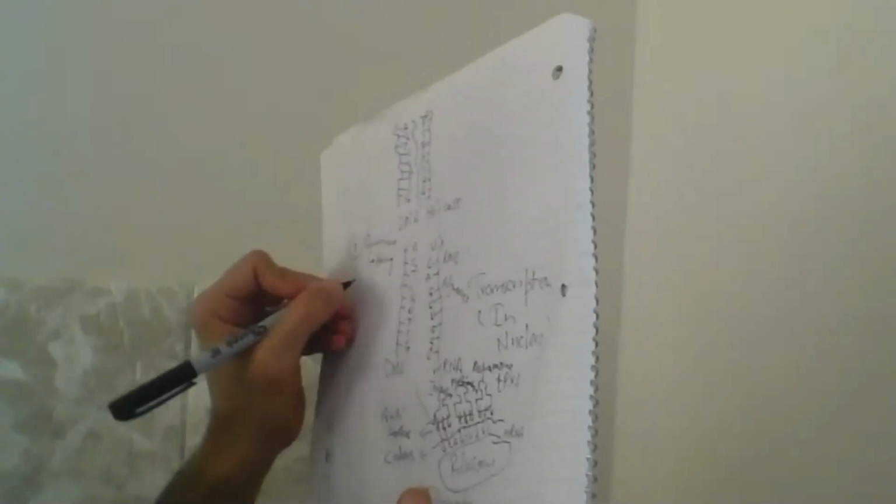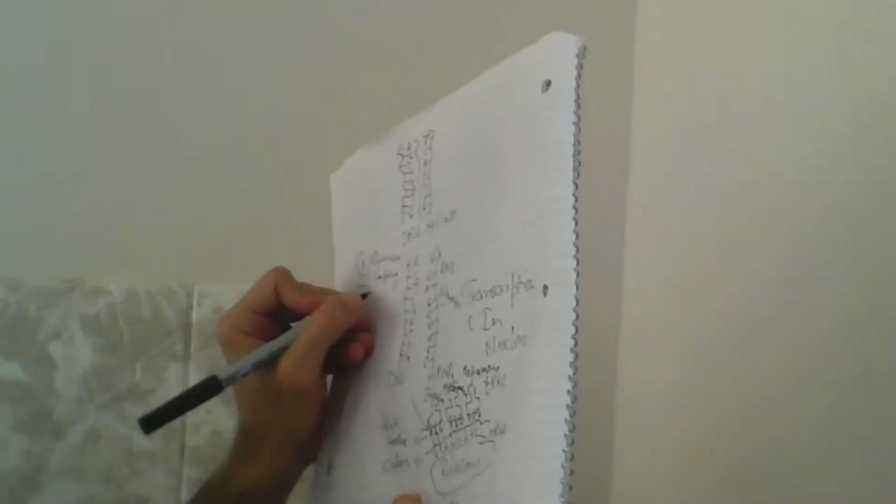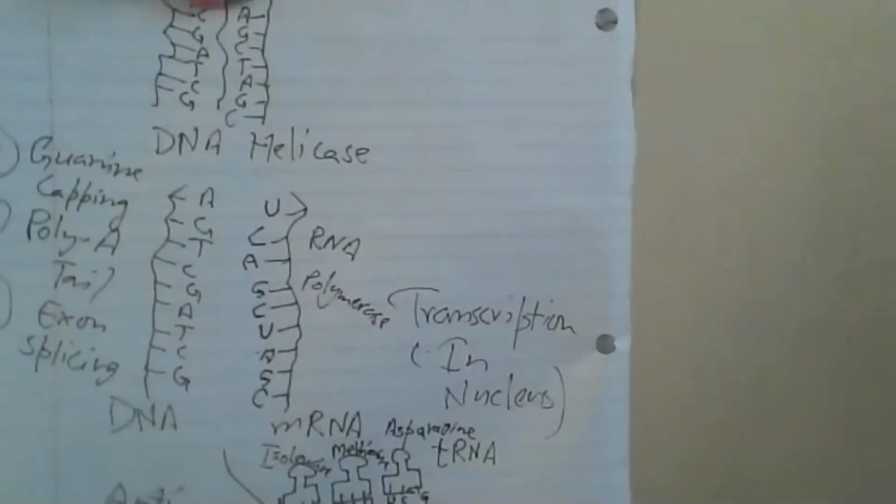The second step that must happen is the addition of the poly A tail. And then finally, what is called exon splicing. Okay, three steps which make up what is called mRNA processing. So what is each? Let's take a look at the first one.